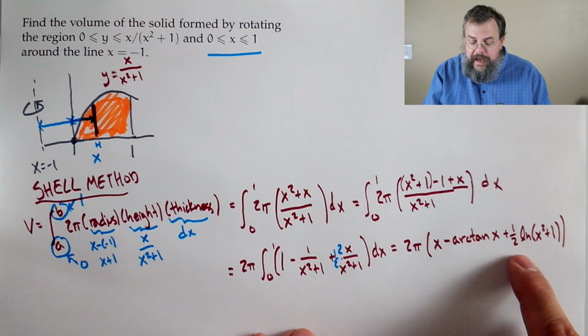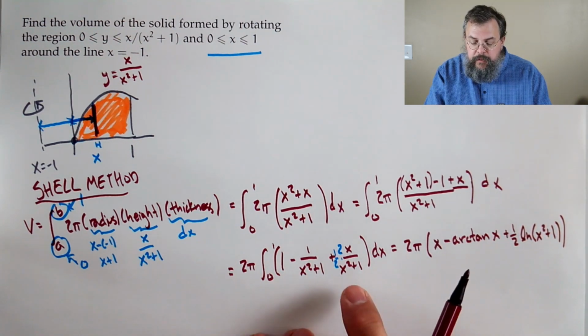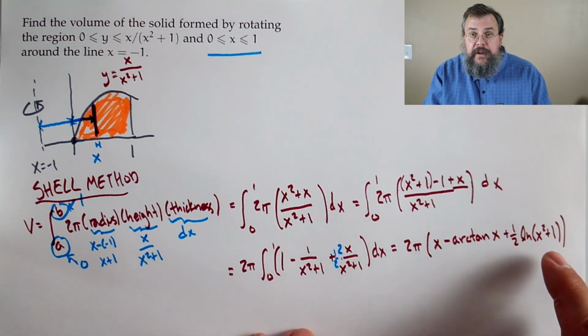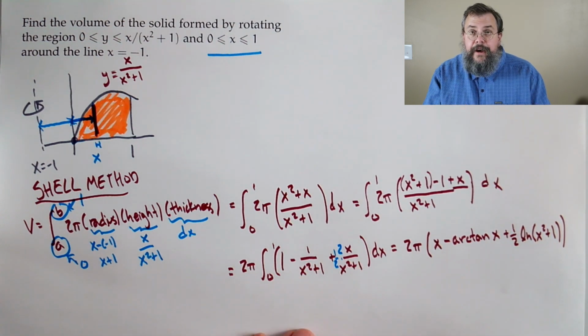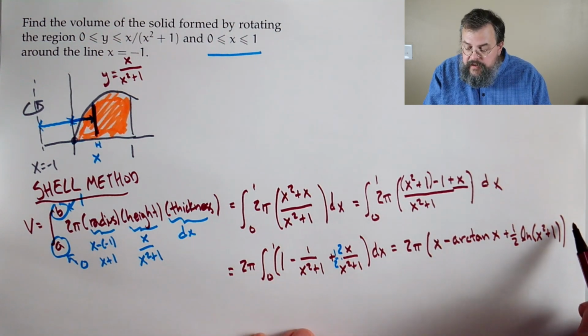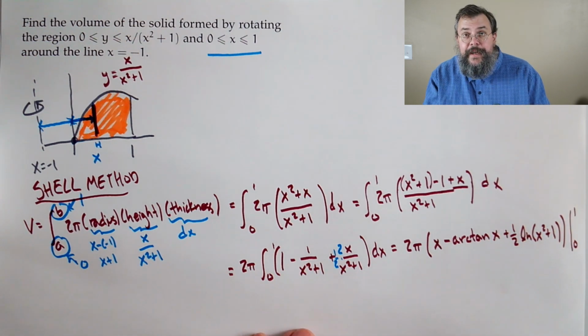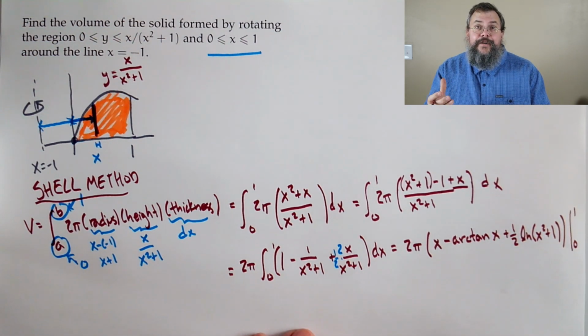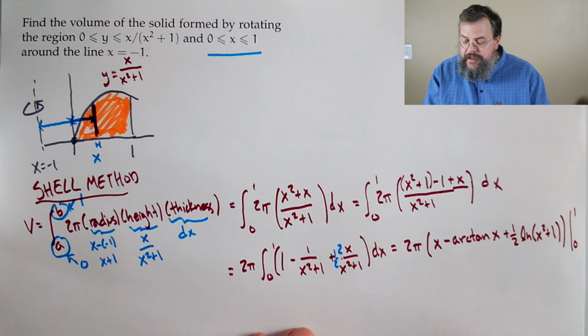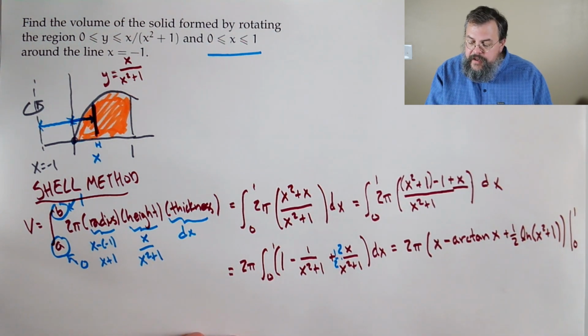You'll get the half, 1 over x squared plus 1, times by the chain rule, 2x. So it works out. Don't forget this is a definite integral. All problems and applications are definite integrals because we're looking for a value. We're trying to measure something. So what's our last thing to do?